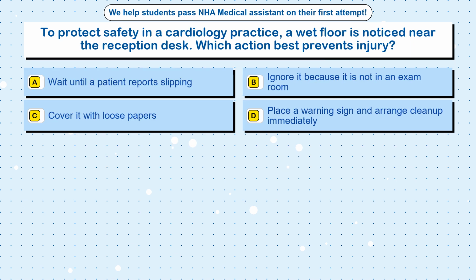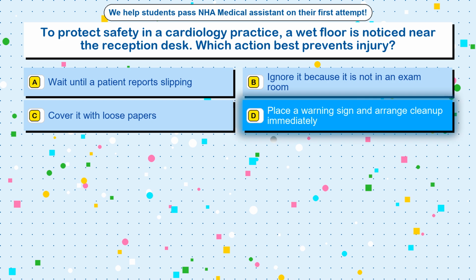Question 76. To protect safety in a cardiology practice, a wet floor is noticed near the reception desk. Which action best prevents injury? Option A, wait until a patient reports slipping. Option B, ignore it because it is not in an exam room. Option C, cover it with loose papers. Option D, place a warning sign and arrange cleanup immediately.